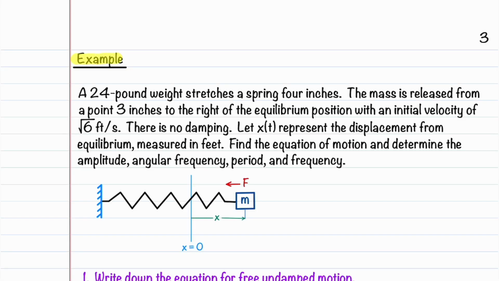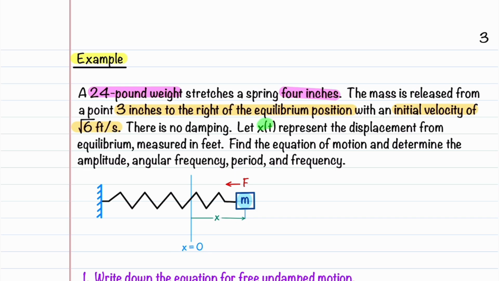Let's now walk through an example of a mass spring system with no damping. A 24-pound weight, represented by this mass in our blue box, stretches a spring 4 inches. The mass is released from a point 3 inches to the right of the equilibrium position, and it has an initial velocity of √6 feet per second. In this system that we're looking at, there is no damping.